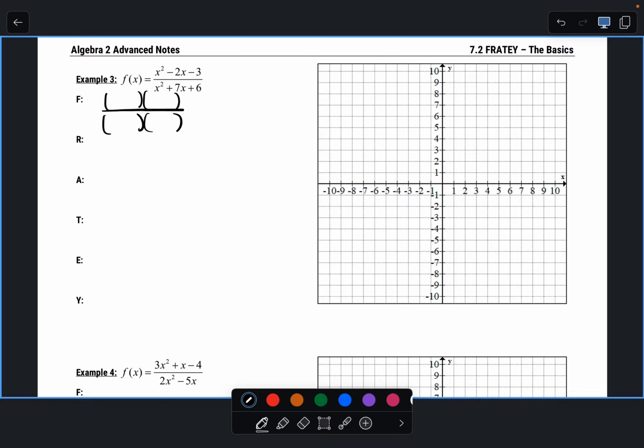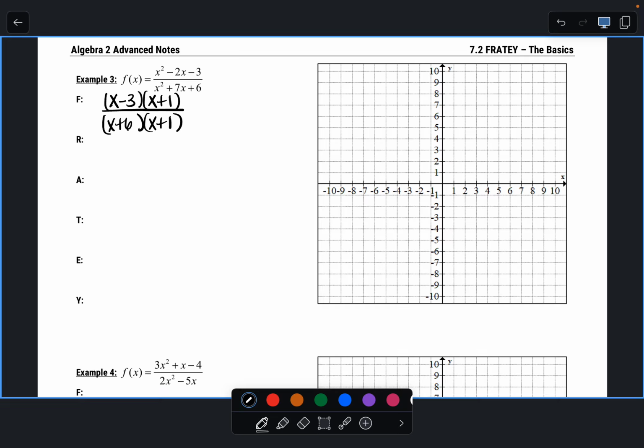Okay, any volunteers for my top 2 factors? Not Zite, because he's already volunteered his factor answers. I need another volunteer. Isabella, you look comfortable. What do you got for your top 2 factors? X plus 1, good. Do I have a volunteer for my bottom 2? Leah? X plus 6, X plus 1.